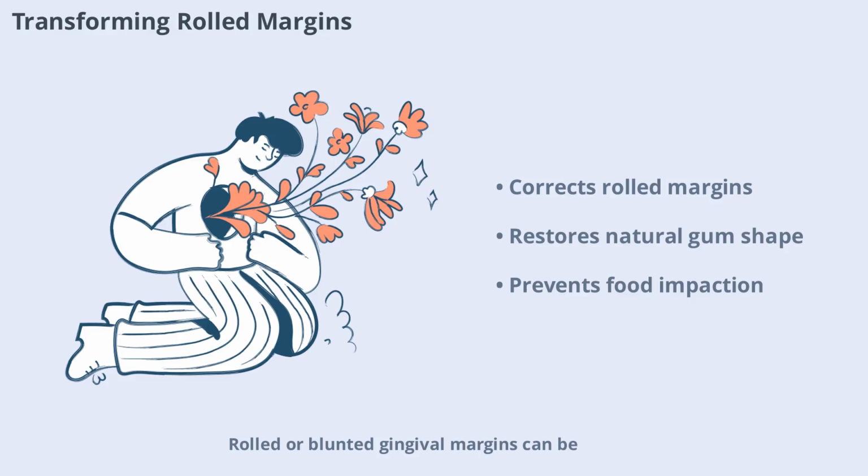Rolled or blunted gingival margins can be transformed into a more physiologic form through gingivectomy. This not only improves the appearance of the gums, but also helps prevent food impaction and supports better oral health. The procedure is tailored to recreate the natural festooned pattern of the gingiva.